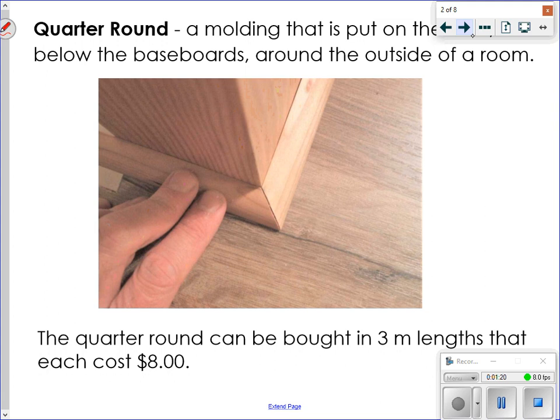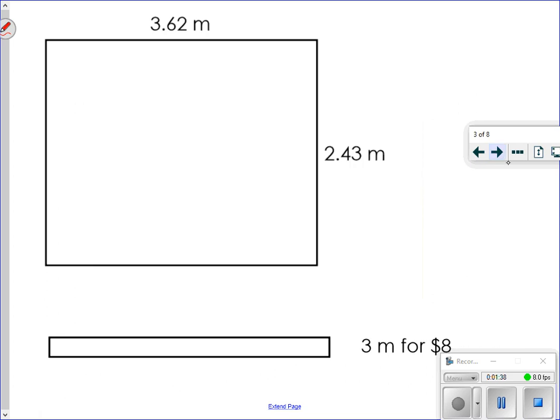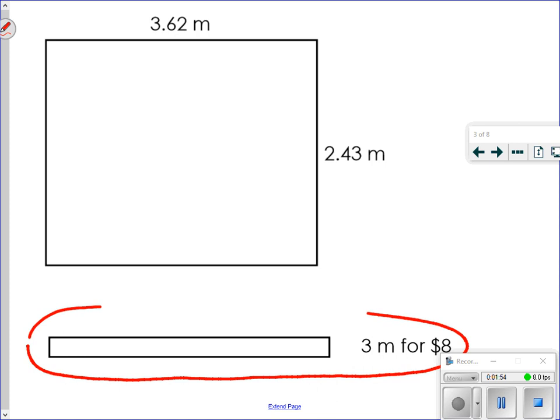So this is a picture of something called quarter round. Quarter round is just a molding that is put below the baseboards around the outside of a room when a builder builds. And quarter round can be bought in 3-meter lengths, and every length of 3 meters costs $8. Okay? So suppose you had a room that was 3.62 meters long and 2.43 meters wide. And we would need just to do a quick estimate in our head to figure out how many lengths of this quarter round we would need if we know that 3 meters of quarter round is $8.